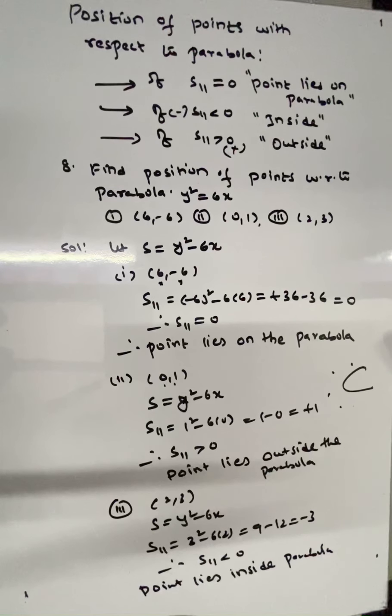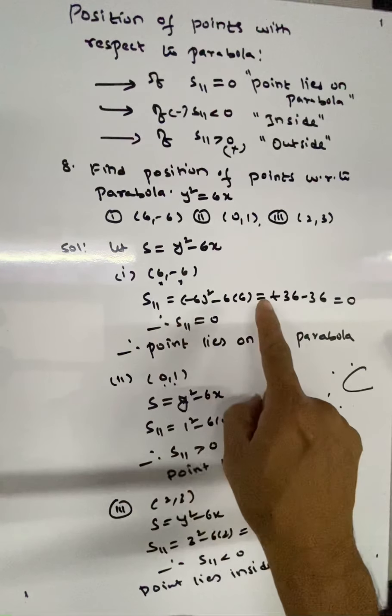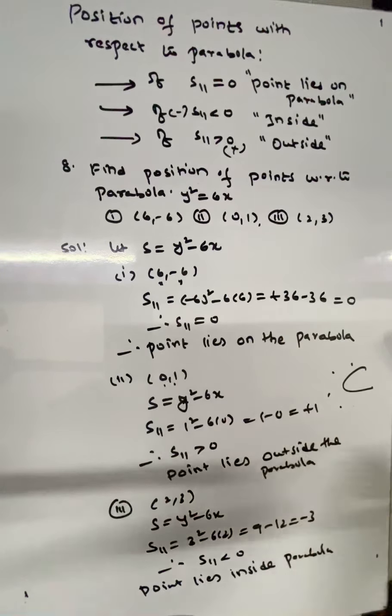So what is given in this one? What we have discussed till now: position of points with respect to the parabola. If S11 equals 0, the point lies on the parabola. If S11 is less than 0, the point lies inside the parabola. And if S11 is greater than 0, that means a positive value, the point lies outside. What is S11? Whatever the S equation is, just substituting the point into that is S11.